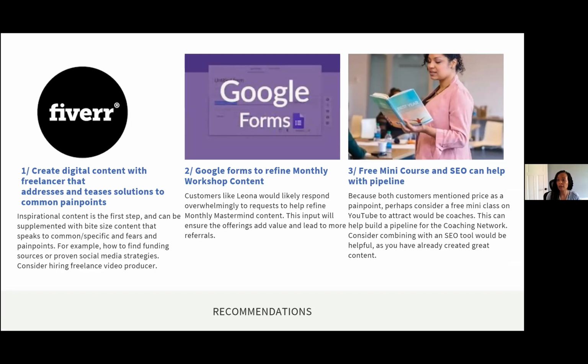Lastly, we're thinking a free mini course that Clara could do maybe online, right? She's a known quantity in the area of Boston, but if she wants to maybe try and attract people outside of that market, it might be helpful for them to just have a mini course. And then we would combine this with a search engine optimization tool to increase the visibility, right? Because she is already creating some really good content. So with that, we'll end it here and open it up to questions.